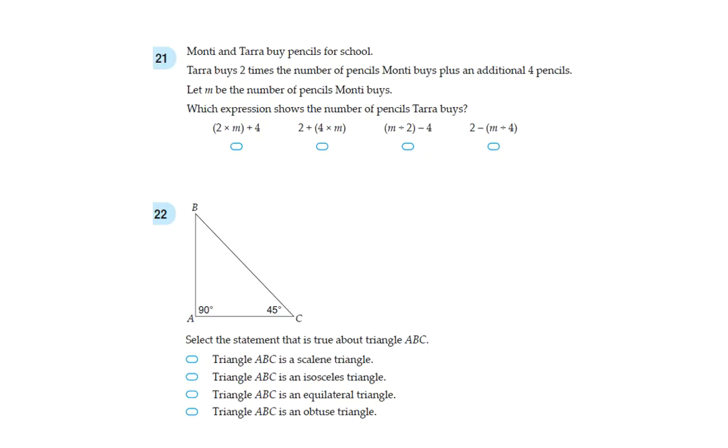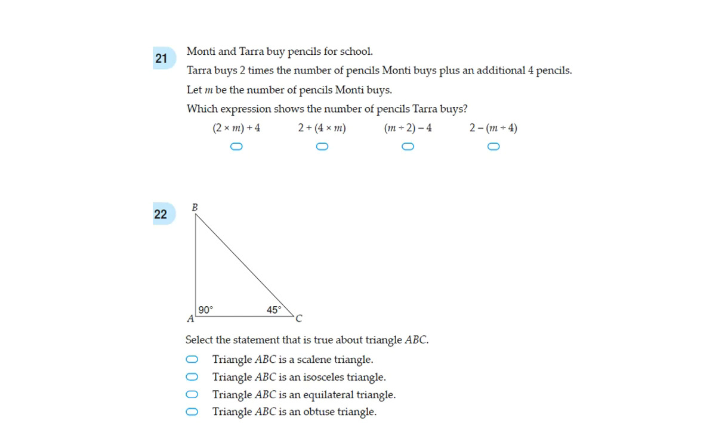21. Monty and Tara buy pencils for school. Tara buys 2 times the number of pencils Monty buys, plus an additional 4 pencils. Let M be the number of pencils Monty buys. Which expression shows the number of pencils Tara buys?